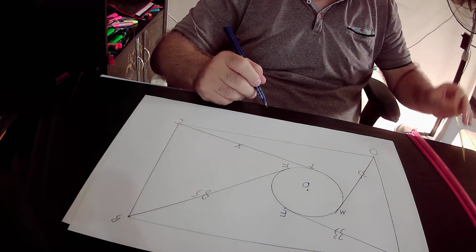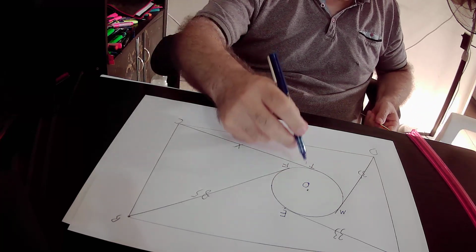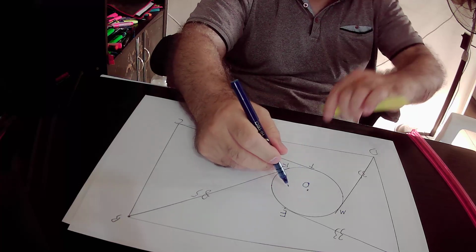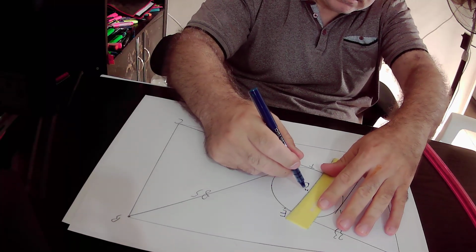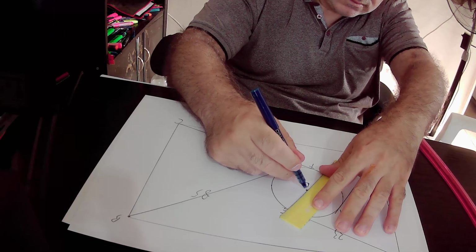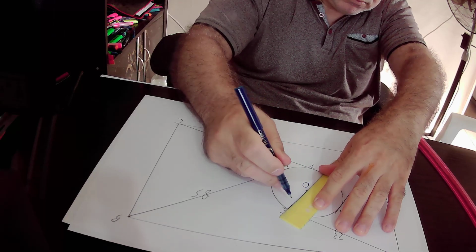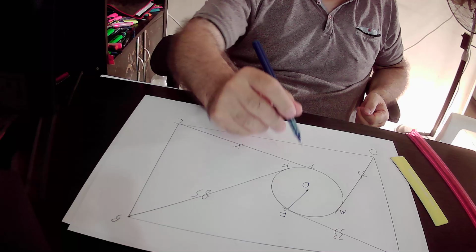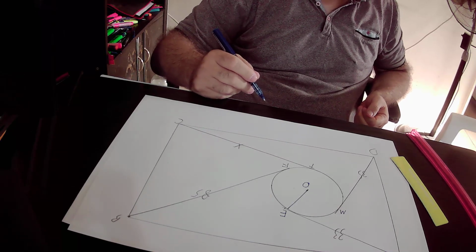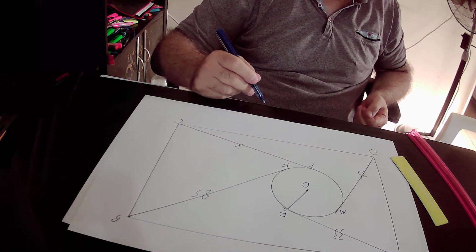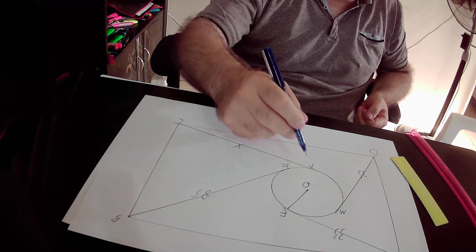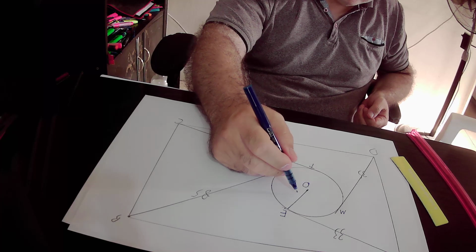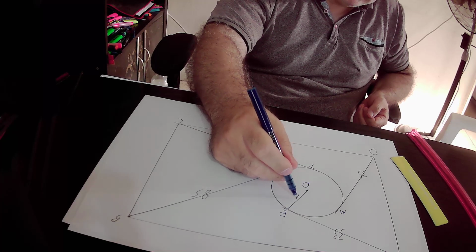And we will join points O and E together by a straight line. Point O is the center of the circle, point E is a point on the circle itself, therefore OE is the radius of this circle that is equal to R.